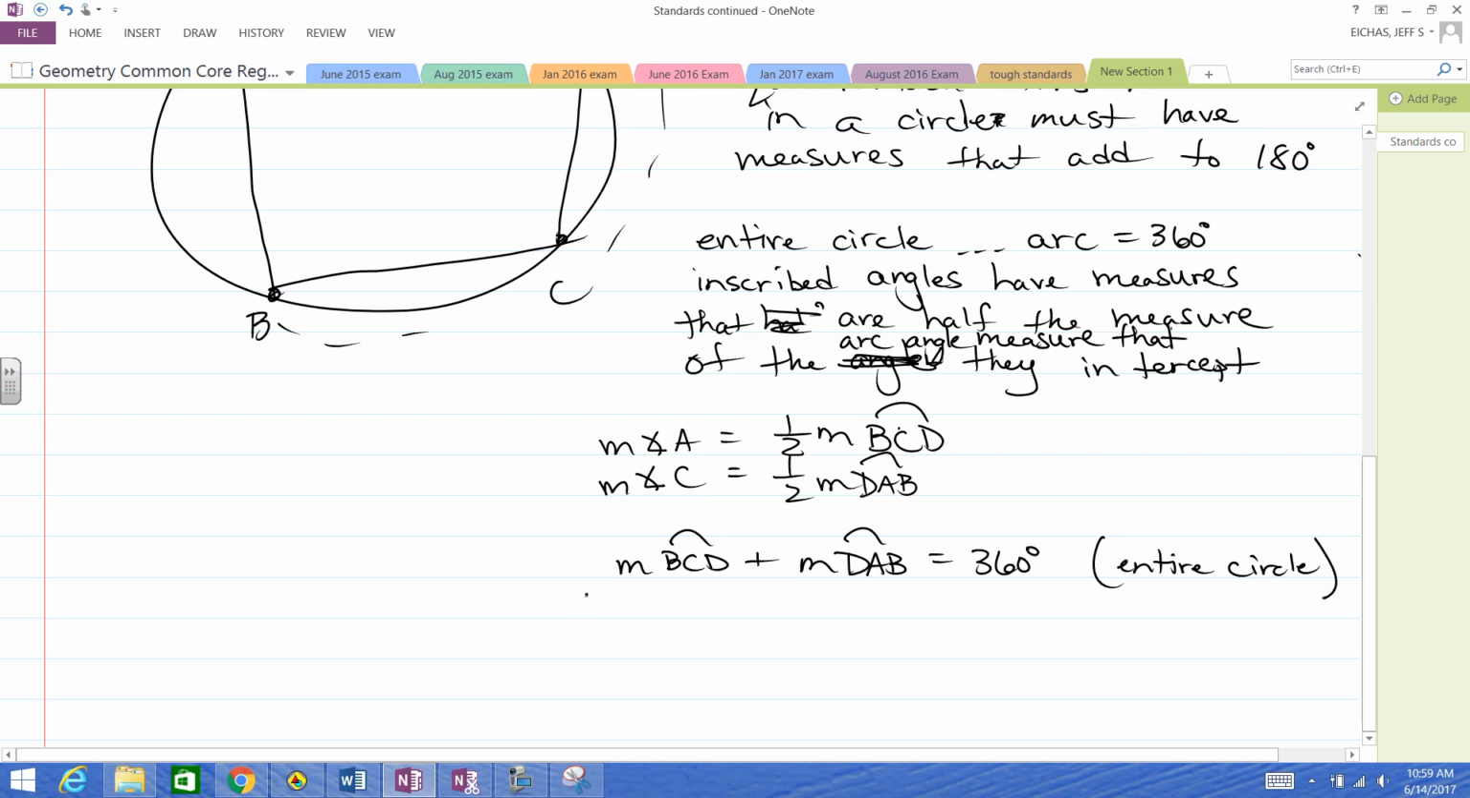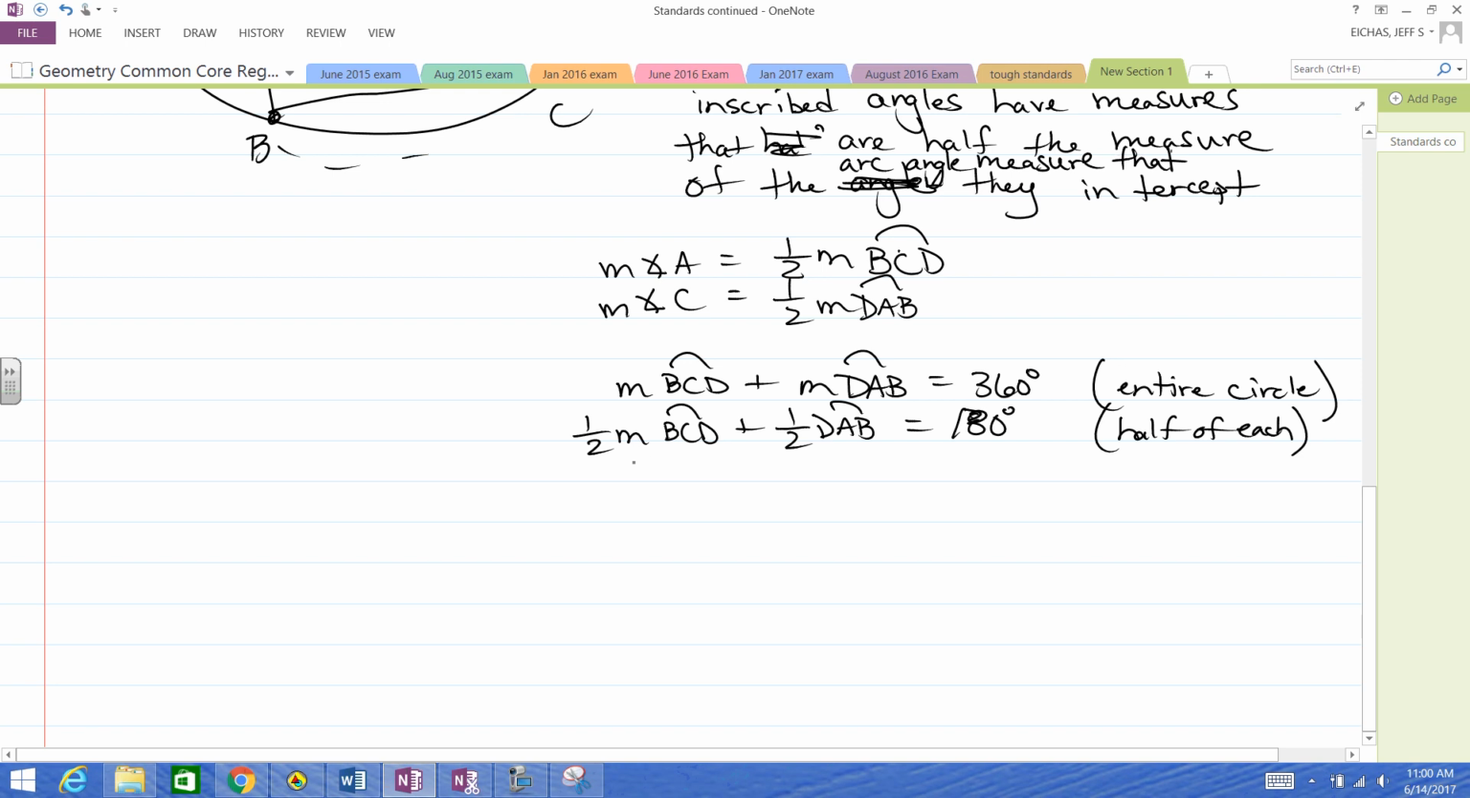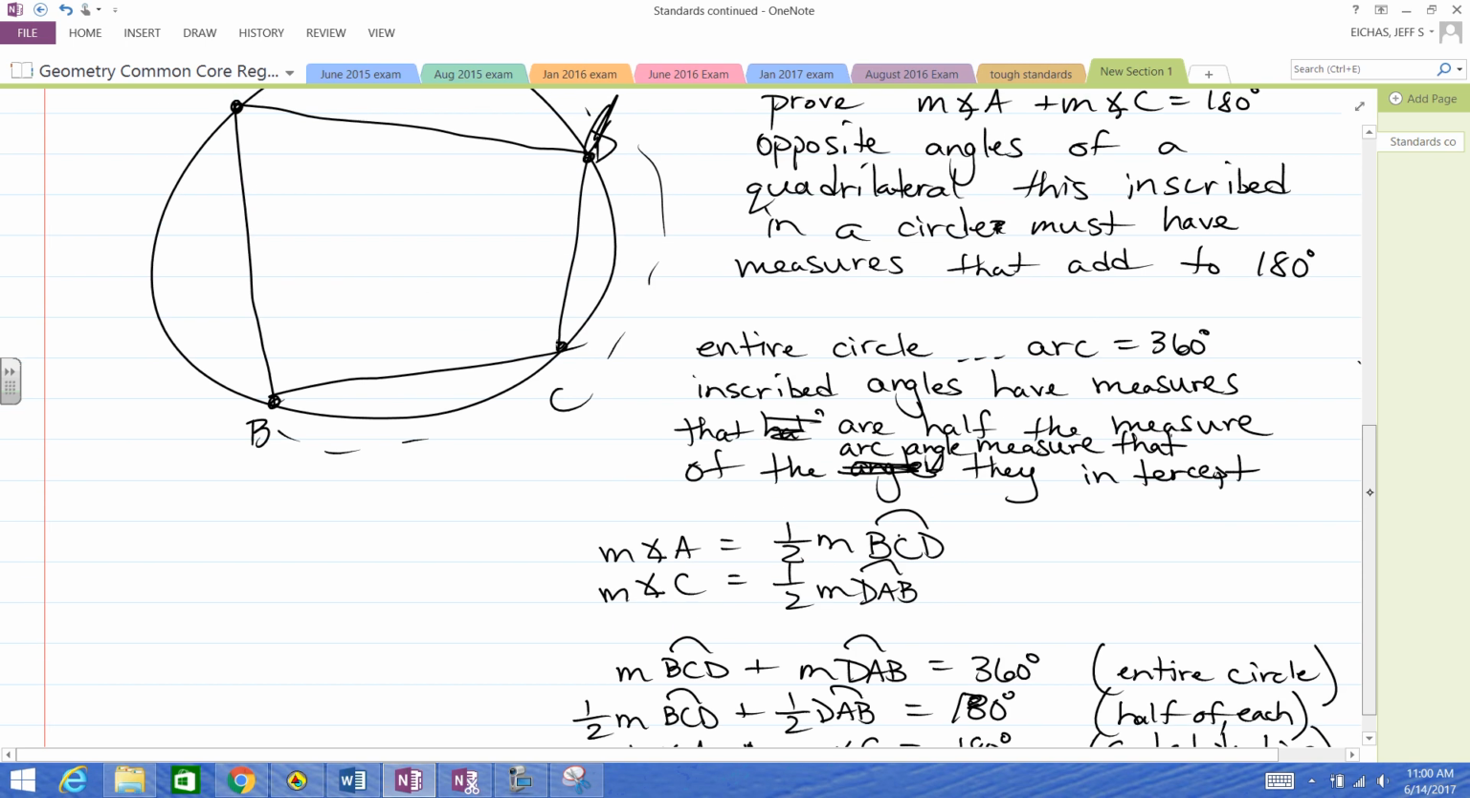Now, if we take half of all these, you're going to multiply it through by a half, basically. Half of 360 is 180. Well, now, by substitution, this is the measure of angle A plus the measure of angle C, and it must be 180. And that's by substitution. So that's how we can establish that if they were to ever ask us to prove it. I doubt it, but they could.